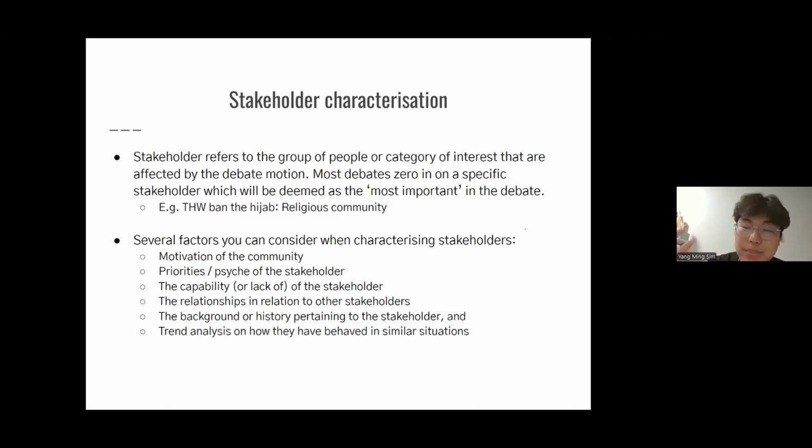How does a religious community's reaction make a difference in how the state makes policy? Like, why does the state have to ban the hijab when it's just a religious thing, or why will the religious community affect other stuff in society right now? You can also look, fourthly, at the background or history pertaining to the stakeholder, and trend analysis on how they've behaved in similar situations. You can probably see how people have reacted in the past.